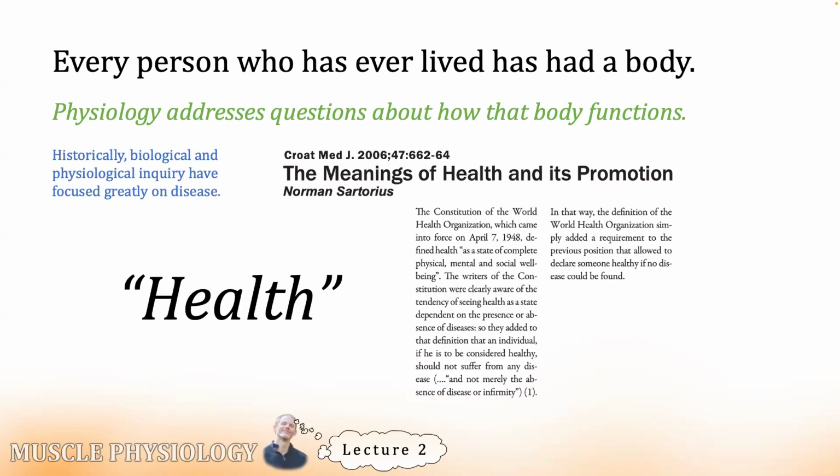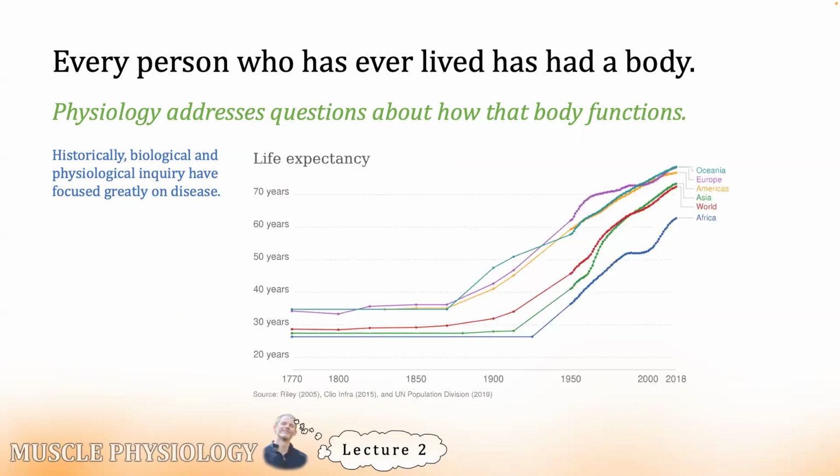But the field didn't begin with complex questions about metabolism and adaptation and performance. For most of our history, we've been focused on surviving. Today's multifaceted definition of health is less than a century old. It was in the 1940s when the World Health Organization formalized a definition of health that wasn't dependent on disease. Our tendency before then was to define health by the absence or presence of a disease state, which makes sense.